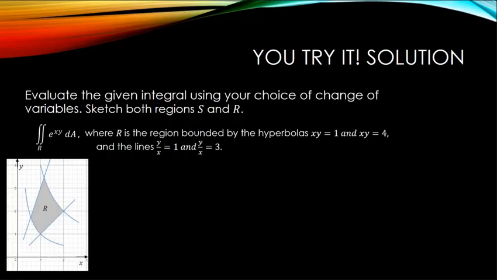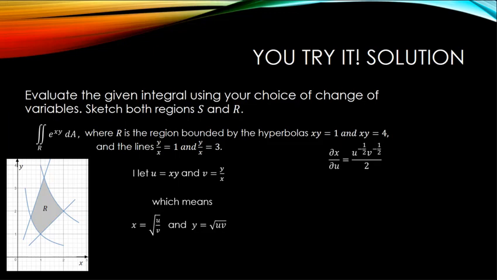The first thing I'm going to do is plot the region I've been given, which is a region bounded by the lines y equals x and y equals 3x, and by portions of the hyperbola in quadrant 1 bounded by xy equals 1 and xy equals 4. I'm going to let u equal x times y and v equal y over x. This means that x is equal to the square root of u over v and y is equal to the square root of u times v.